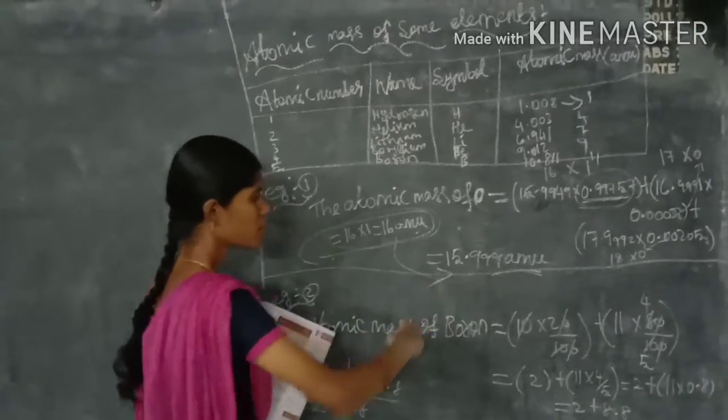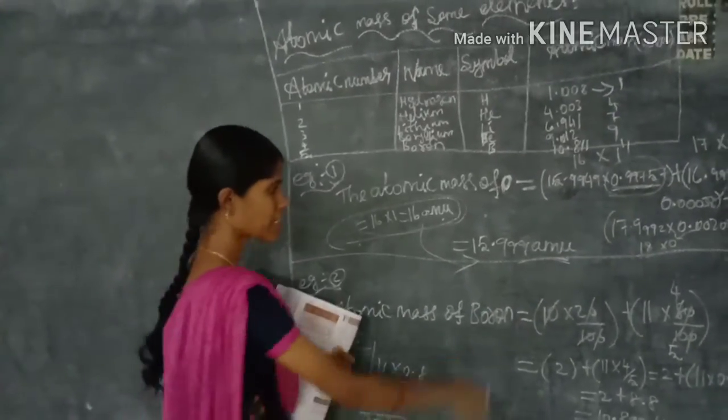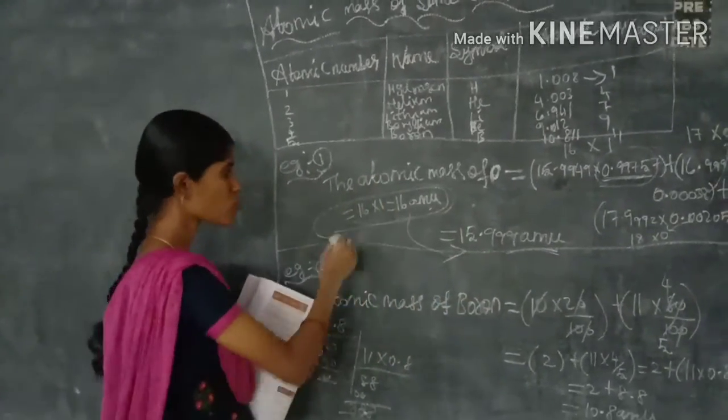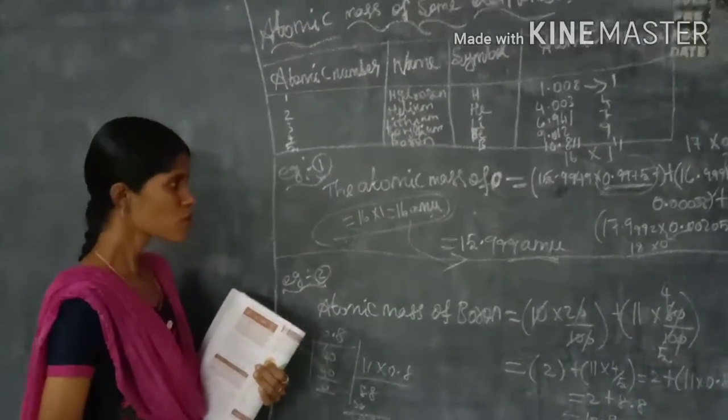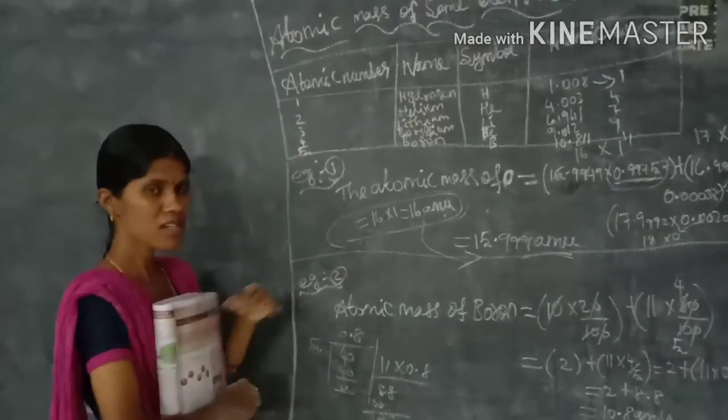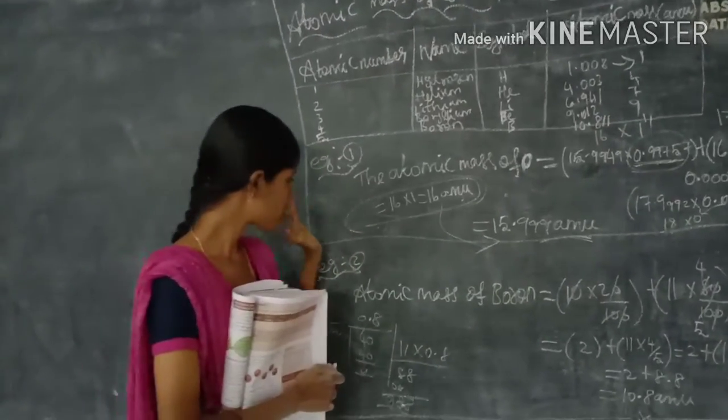So 15.99 is taken as 16. Okay, so for our convenience we round off the value. This one is the simplest way, an easy method.